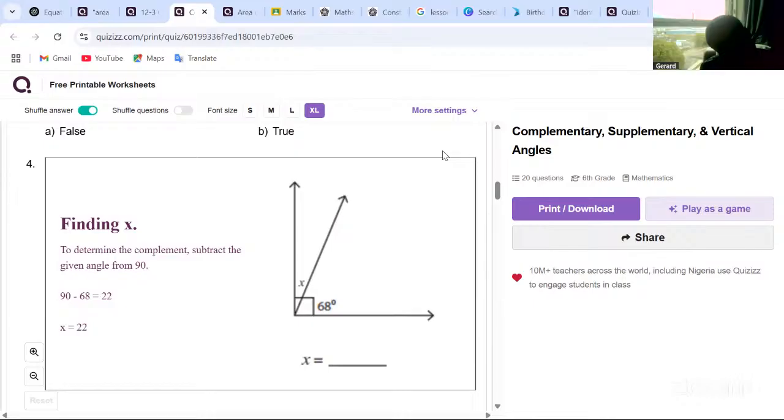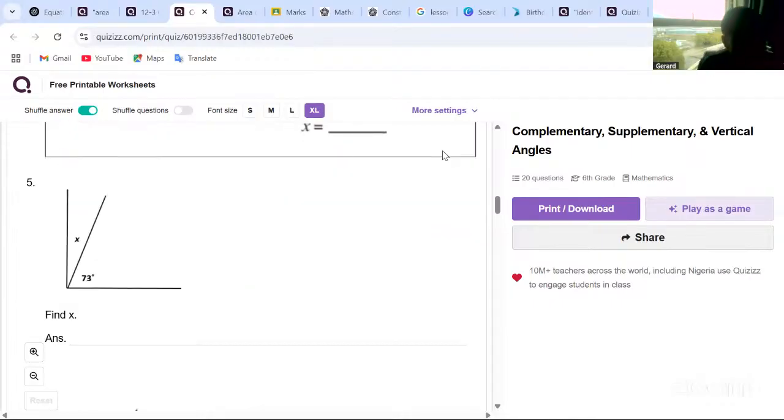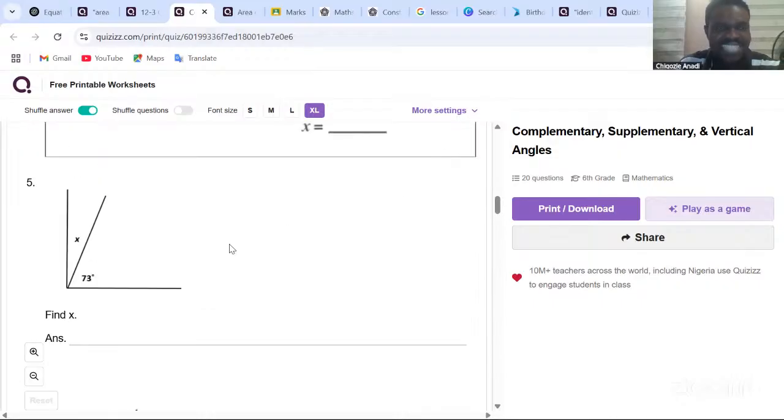So we find the other missing angle when we are given a complementary angle. In a situation where you're given an angle and asked to find the angle that makes it a complement, just subtract that particular number from what? 90. Okay. Now look at question 5. It says find x here now.